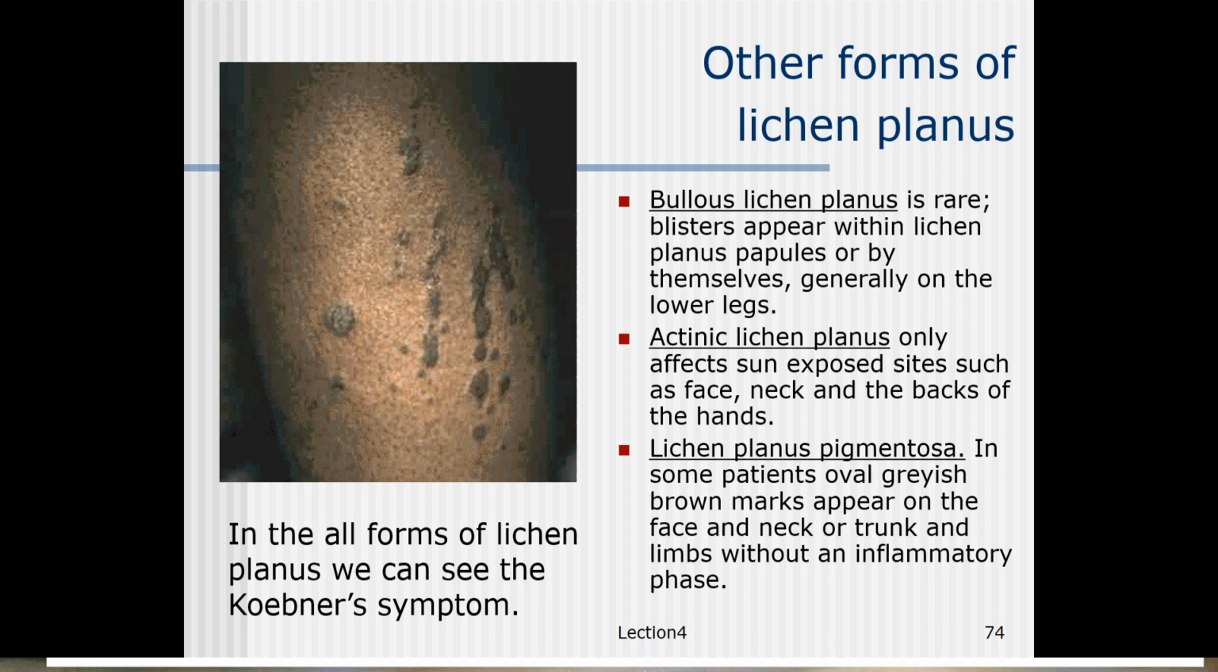Lichen planus pigmentosa. In some patients, oval grayish-brown marks appear on the face and neck or trunk and limbs without an inflammatory phase.